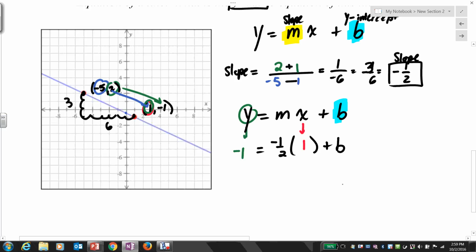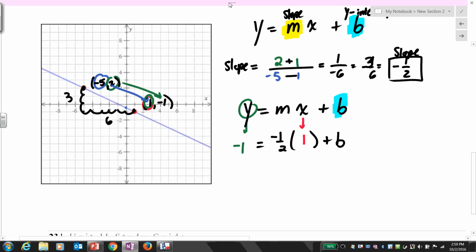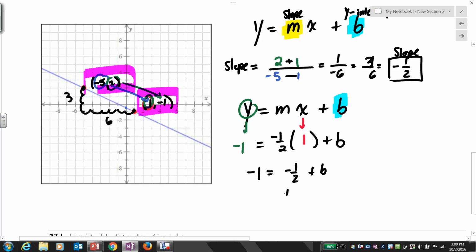So I plug in a value of both x and y, and I could have chosen either point here, either this point or this point. And you're going to solve for b now. So negative 1 equals, that's going to simply be negative 1/2 plus b. I'm going to add 1/2 both sides. Negative 1, we're going to translate that to over 2. That's technically negative 2 over 2. We're going to do plus 1/2. That's going to equal b.